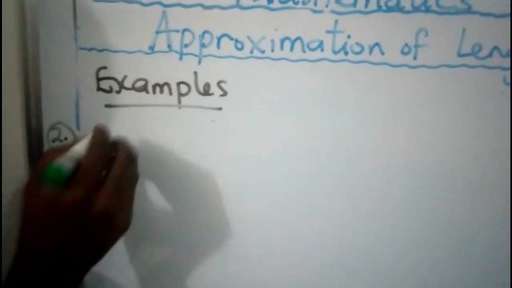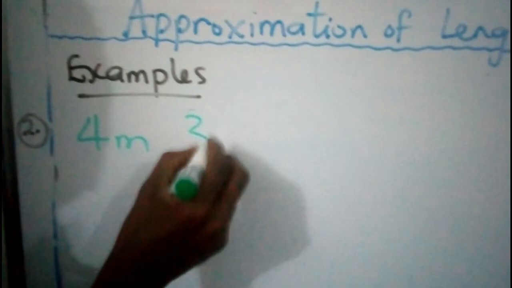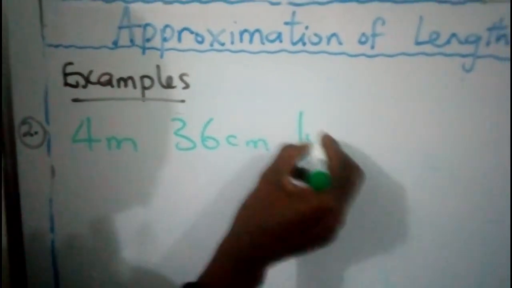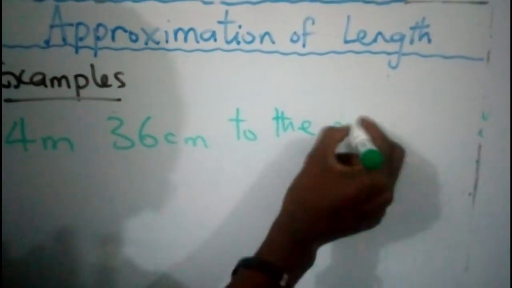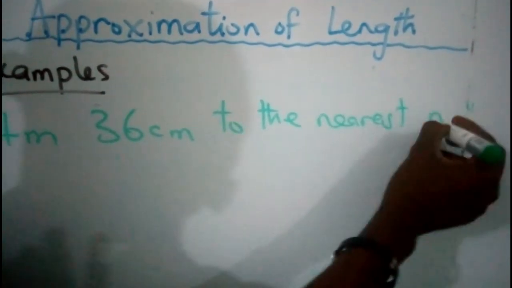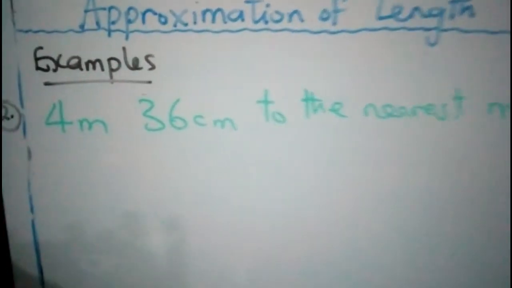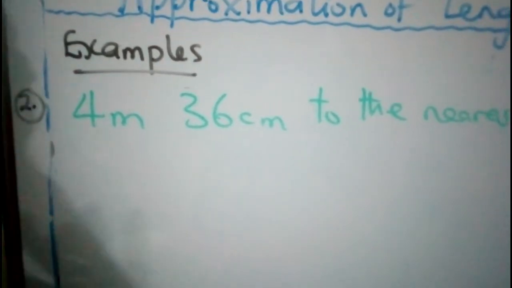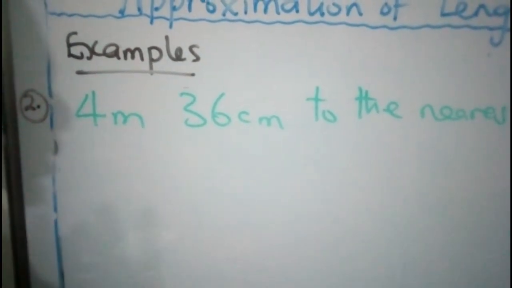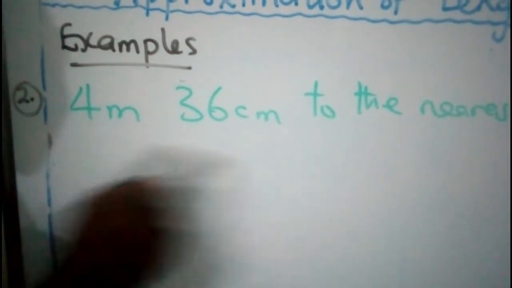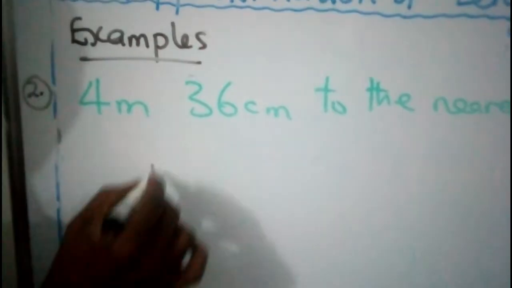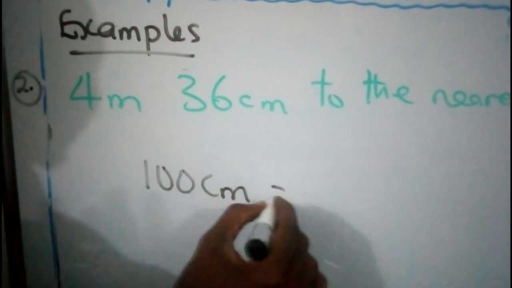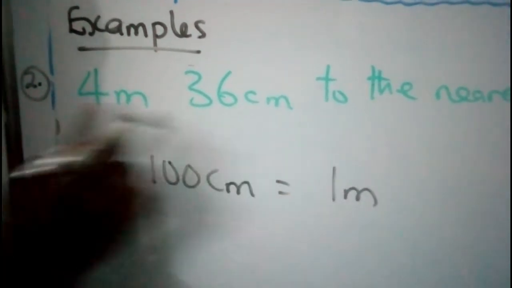Number 2, approximate 4 meters, 36 centimeters to the nearest meter. Okay? So the first thing you do is you look at it. We are considering meters and centimeters. What's the link between the two of them? From our table, 100 centimeters make 1 meter. That's the link between centimeters and meters.